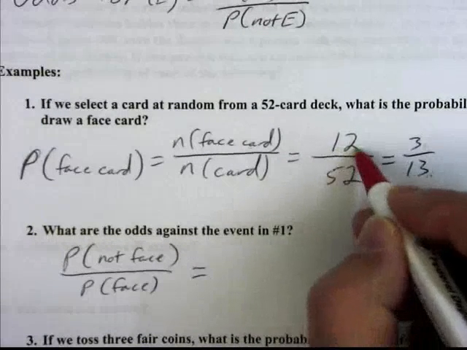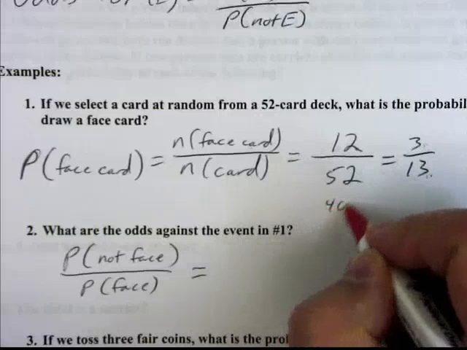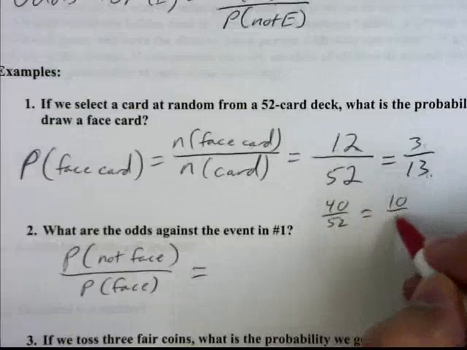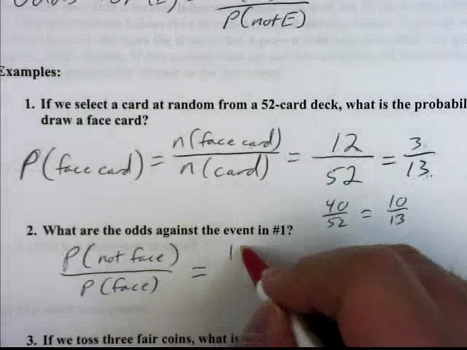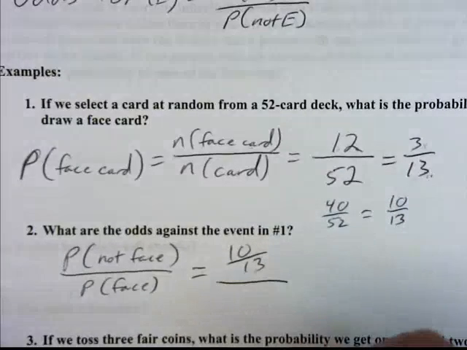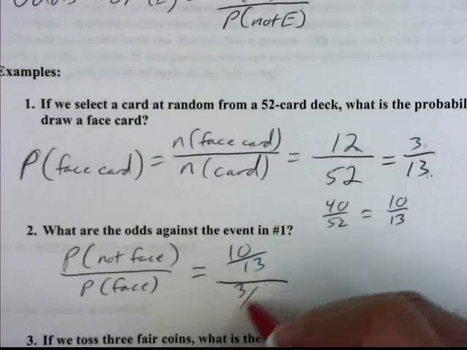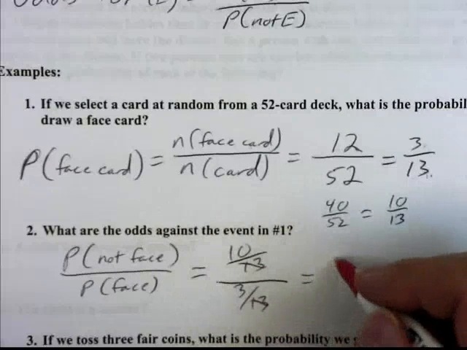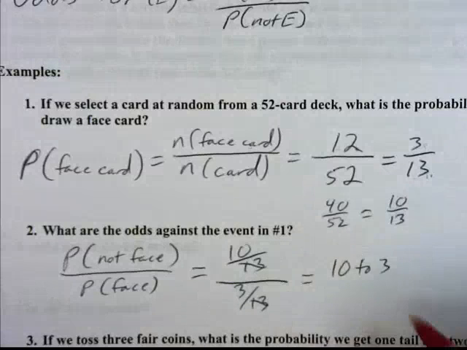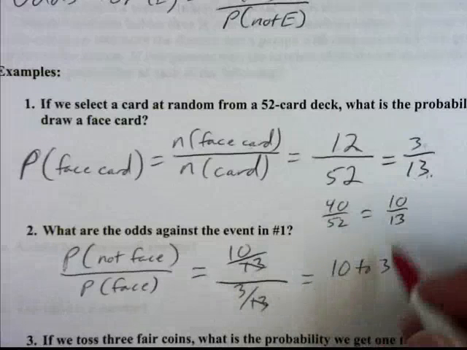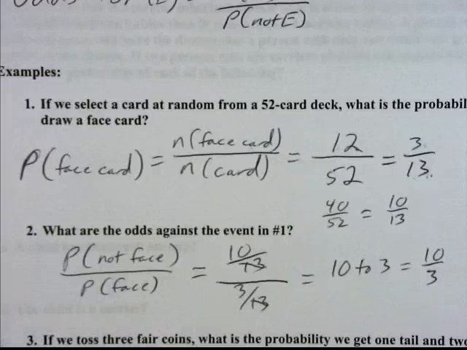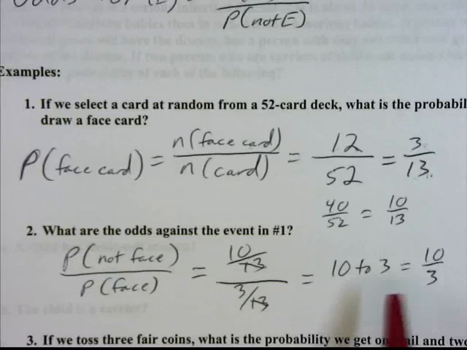So if we go back and look at it, if there's 12 face cards, there should be 40 non-face cards. Okay? And that would simplify down to 10/13. So our probability of not drawing a face would be 10/13. Our probability of drawing a face would be 3/13. Okay? And those would cancel out and leave us with 10/3. Or you can write it as a fraction, like that. So our odds against pulling a face card are 10/3.